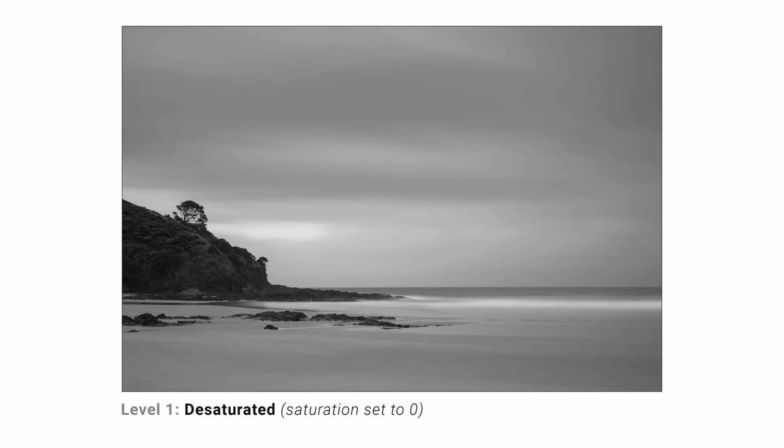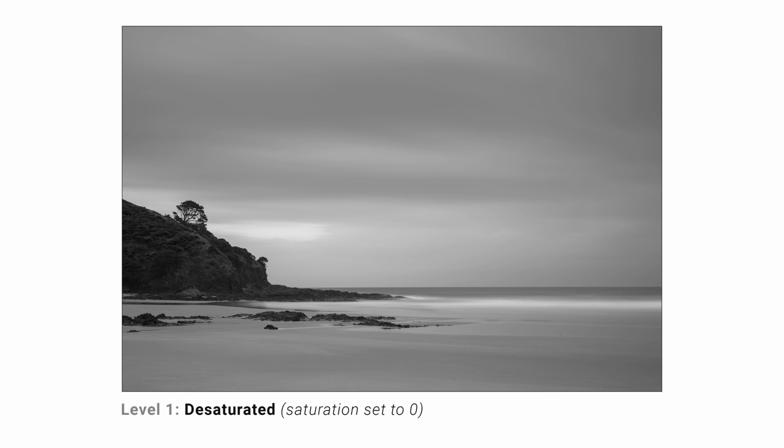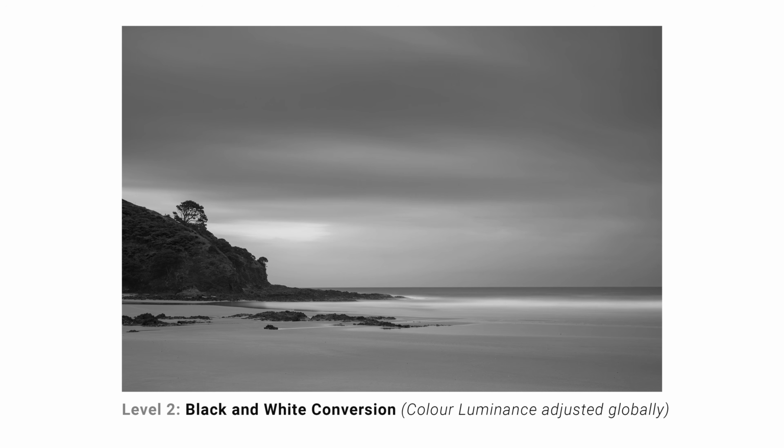And that's where the next version comes in, which is to convert to black and white and then control the luminance, i.e. the brightness of the specific colors in the photo. This already looks way better than just the desaturated version. However, the problem is any changes we make to the brightness of a certain color affects the whole photo. So I wanted to darken down the sand, but that also darkened down and removed any contrast from the landmass.